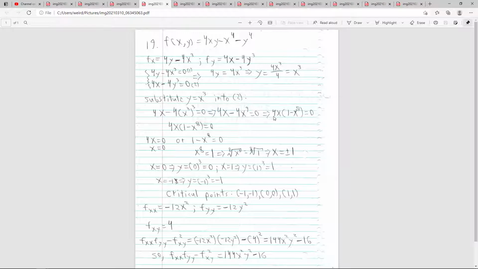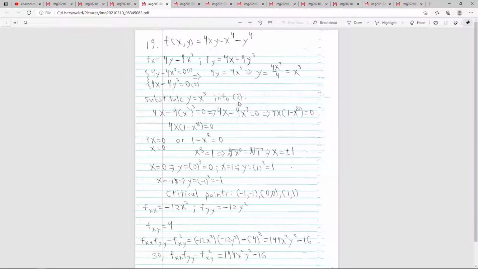I think there's another way to solve it, but in this case I did it like this. Since it works out, I just did it this way. I don't know if it's the most popular way, but I did it. So 4x times (1 minus x to the 8th power) will be equal to 0. So x equals 0, or 1 minus x to the 8th equals 0. I think you can technically split this up, but I said x to the 8th power equals 1.